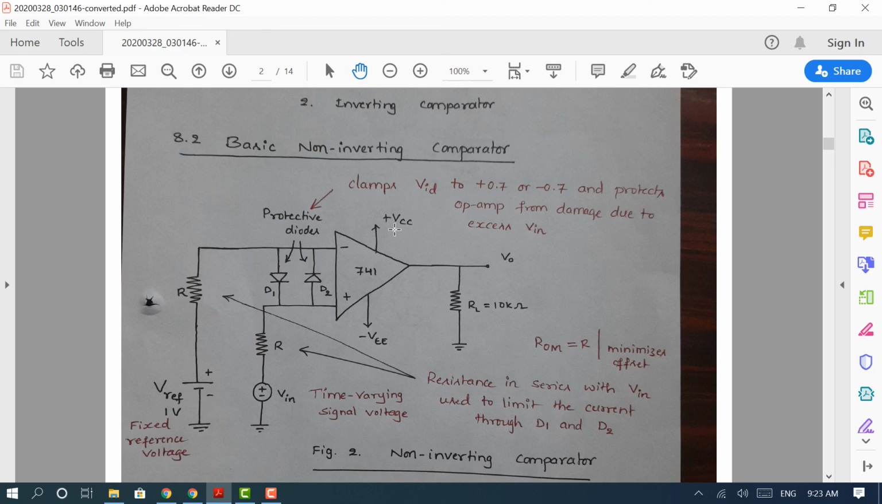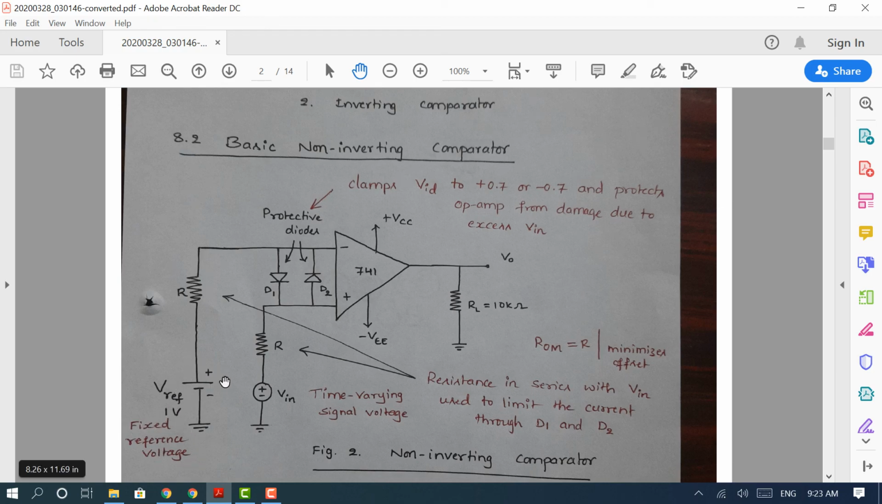Previously, we have seen just a reference voltage, input voltage, and output voltage along with the op-amp. Now we will see other elements present in the non-inverting comparator. The reference voltage is as usual. As I told you, it is a DC voltage. It's a fixed reference voltage.